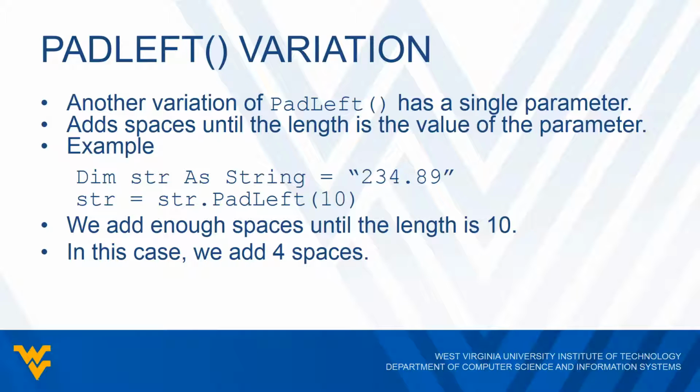That means we would need to add 6 spaces in order for the total length to be 10. So what that means is our string is now going to have 6 spaces. It's kind of hard to see here, but sure enough, there are spaces here. We would have the spaces in the front, and then we would have 234.89.